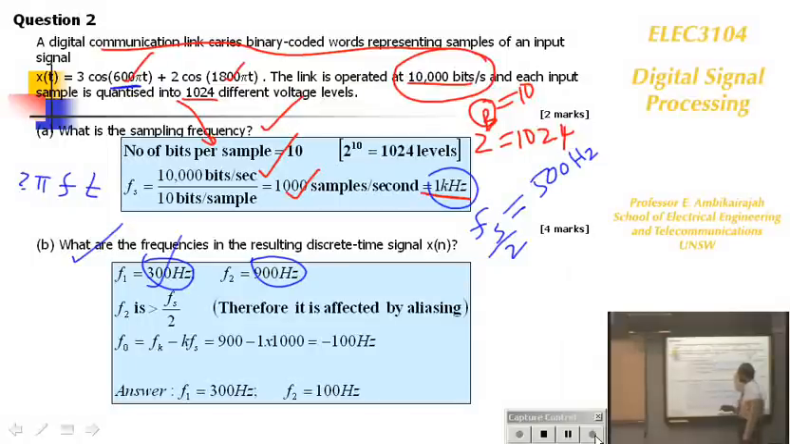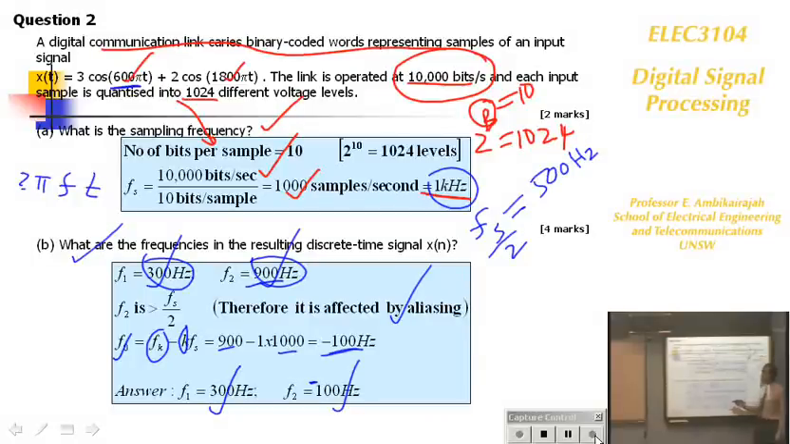The 300 hertz is less than 500 hertz, so there will be no aliasing. The 900 hertz is greater than 500 hertz, so it's going to be affected by aliasing. So the aliased frequency that we have to calculate is the new aliased frequency. It's the frequency you have, which is 900, with k equal to 1, minus the sampling frequency, which gives you minus 100 hertz. So the answer to the question, what are the resulting frequencies, is: 300 will be there unaffected, whereas the 900 will be translated to minus 100 hertz. That's how you calculate the aliasing frequency.